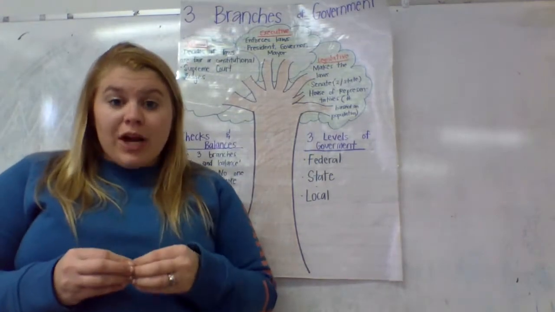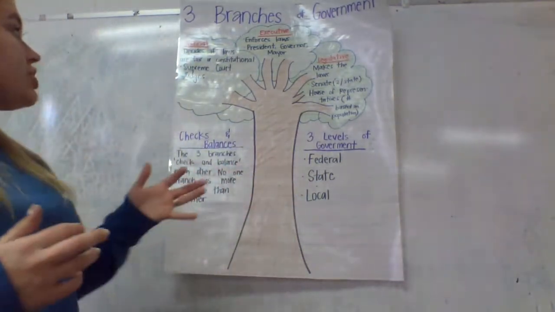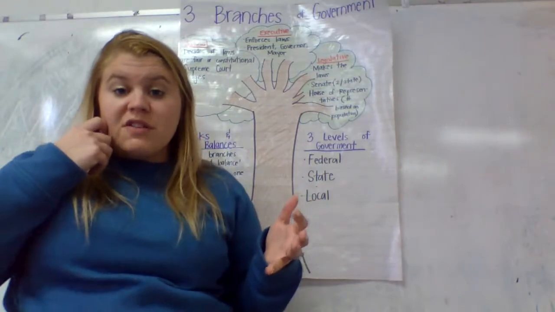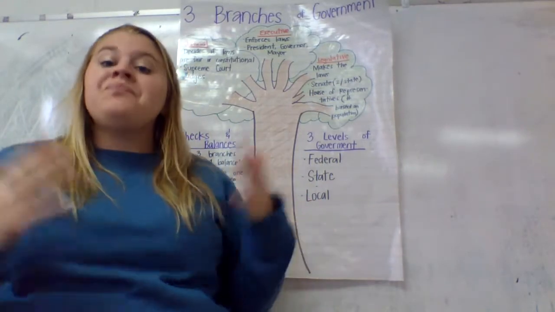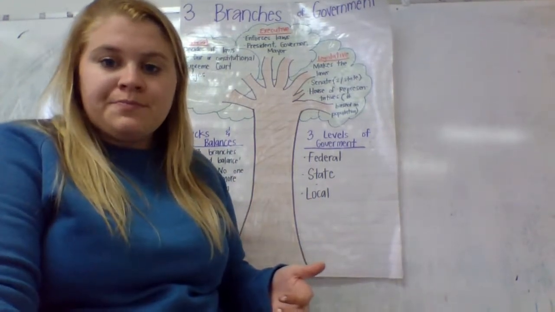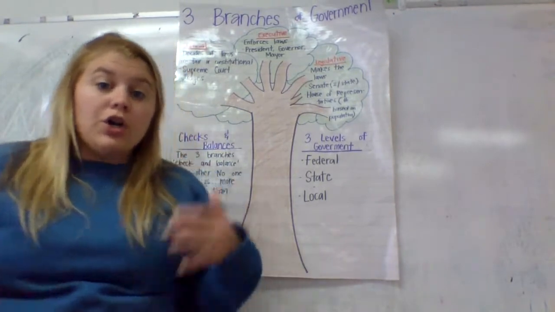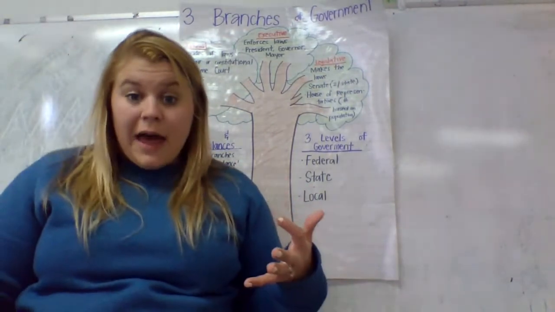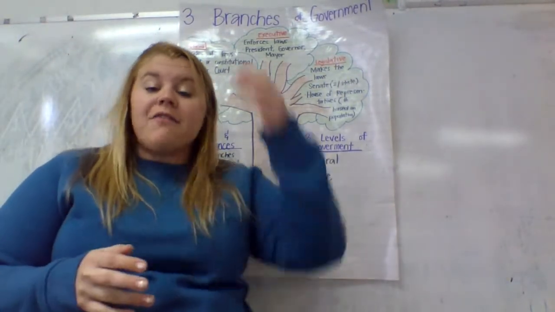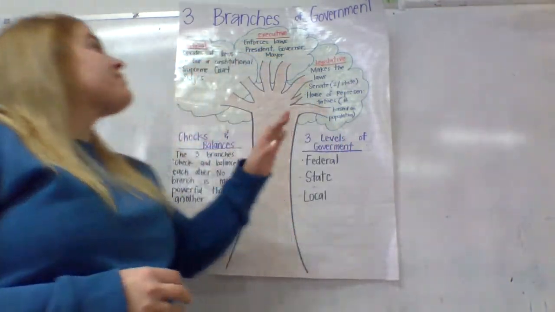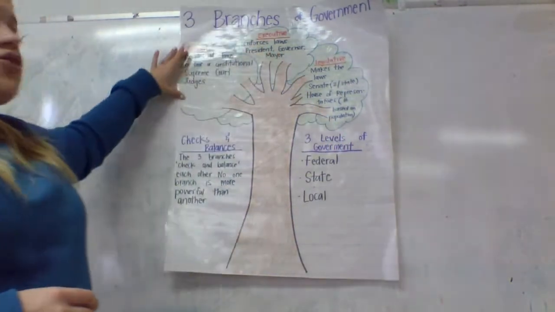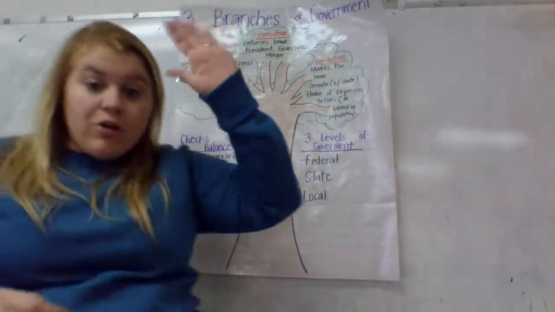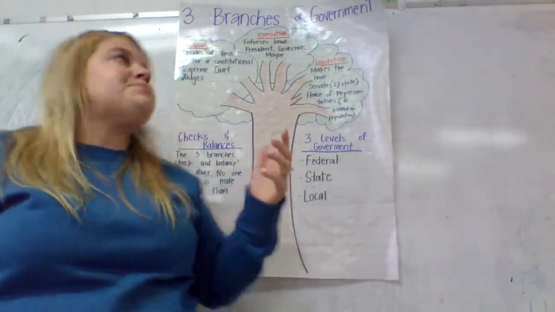The judicial branch decides if laws are fair or if they're constitutional. So they decide if new laws that come out meet our Constitution. The judicial branch includes, at the federal level, our Supreme Court.